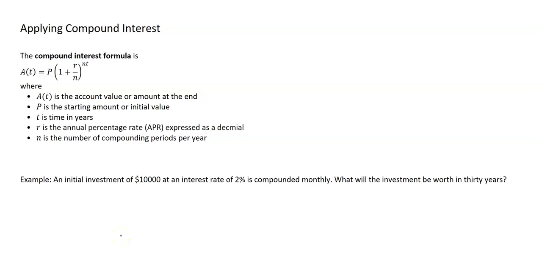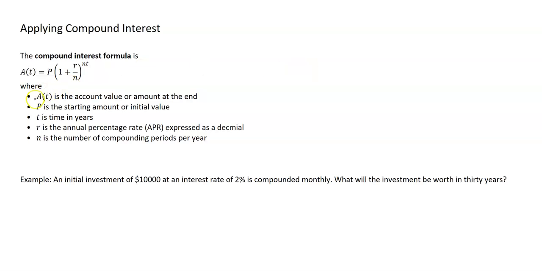This video will be about applying the compound interest formula. So first we're going to focus on what most people think about when we talk about compound interest. So we have our compound interest formula: A of t equals P times (1 plus r over n) raised to the n times t.